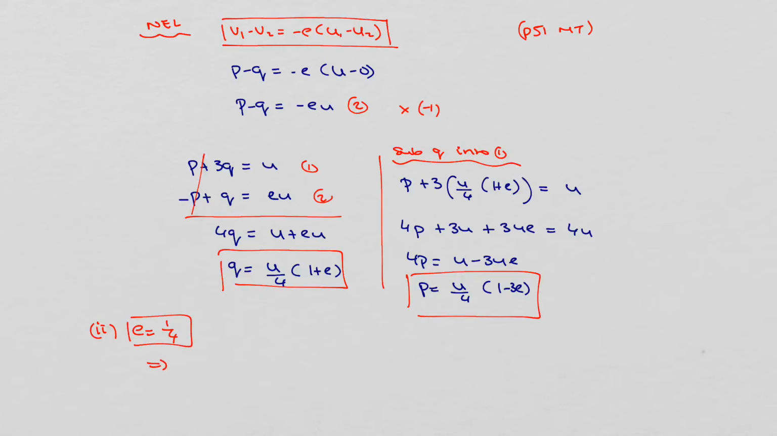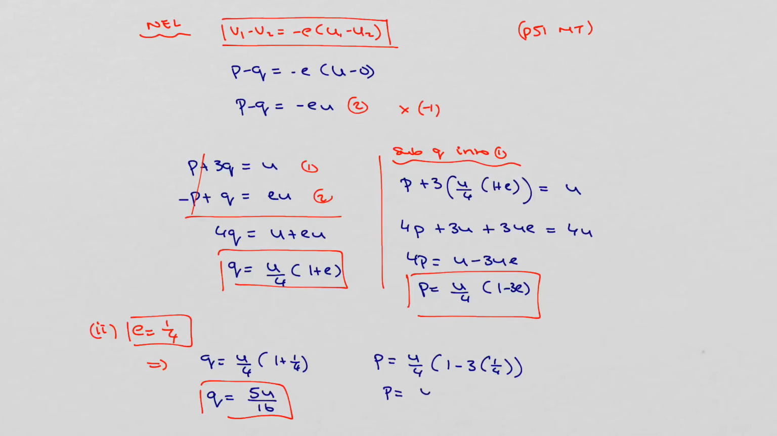So therefore that implies that Q is equal to u over 4 times 1 plus a quarter. If I simplify that down, that gives me Q is equal to 5u over 16. And P then will be u over 4 times 1 minus 3 times a quarter. So 1 minus 3/4 is a quarter, and therefore P is equal to u over 16. Okay, so now I have P and I have Q.